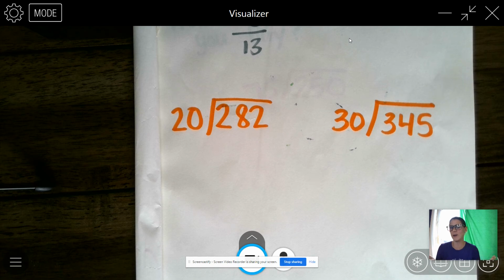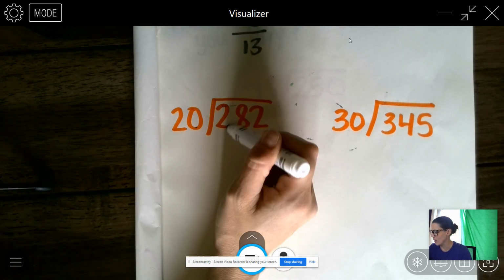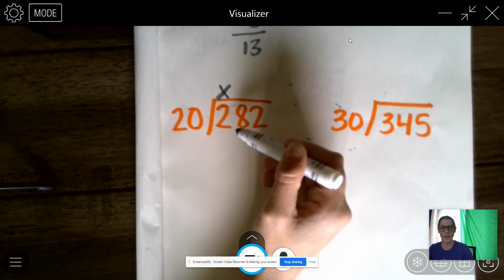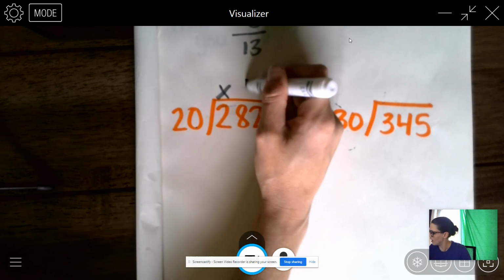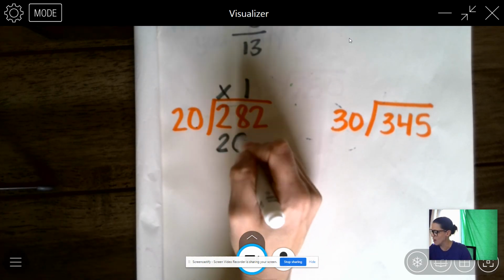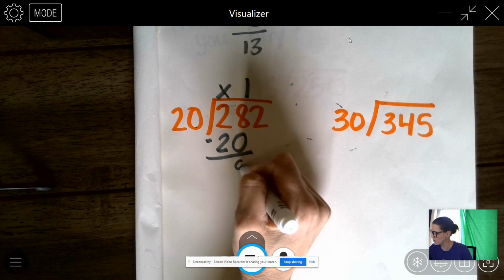Okay. If you've unpaused, that means you figured this problem out. So let's start with how many digits my answer will be. 20 cannot fit into 2. 20 can fit into 28 one time. That means my quotient will be 2 digits.